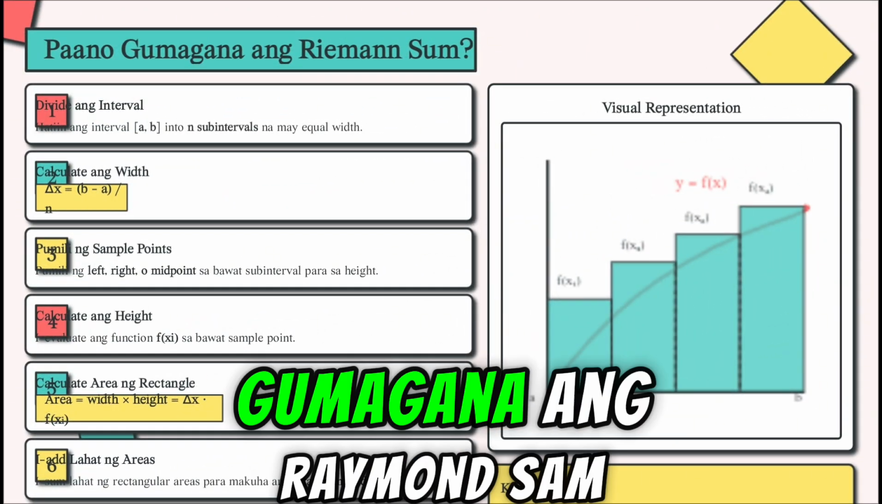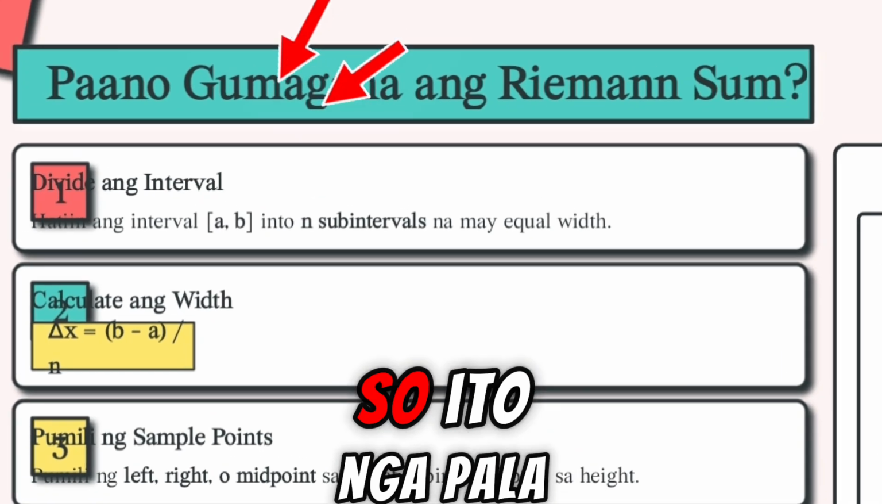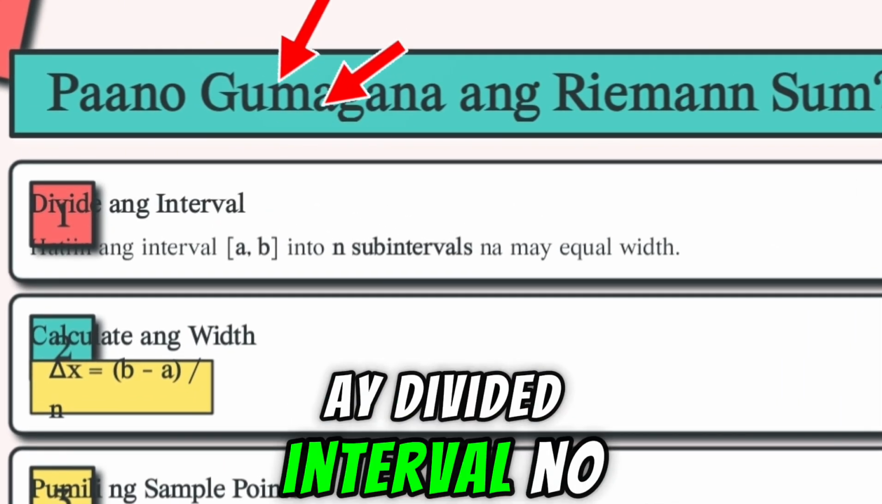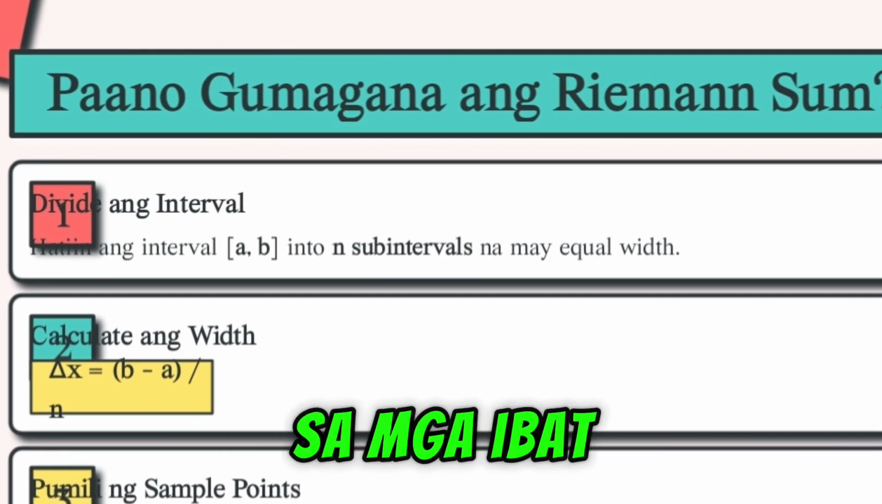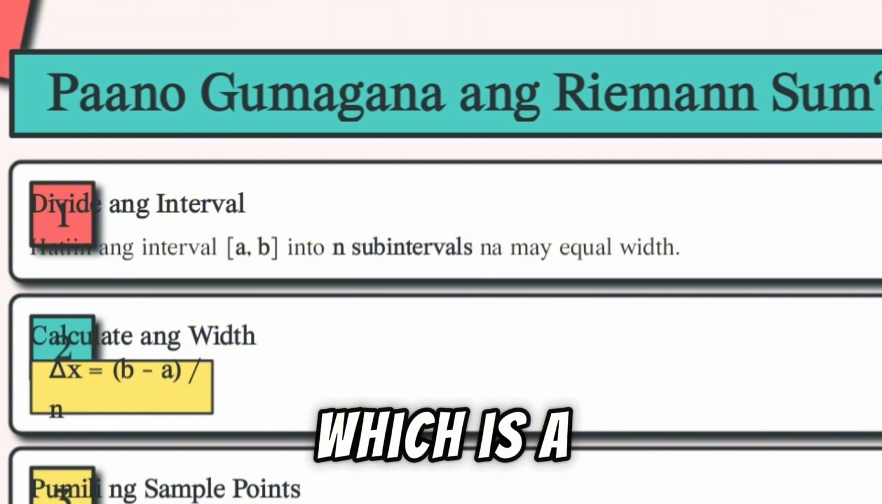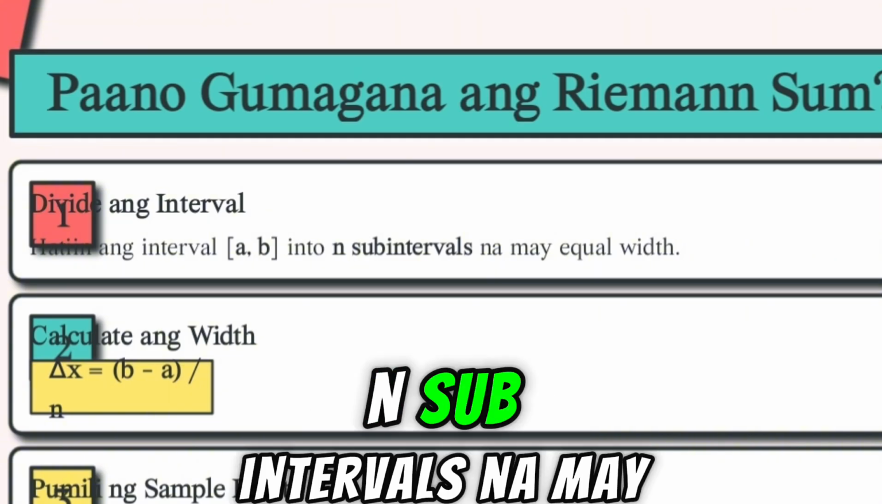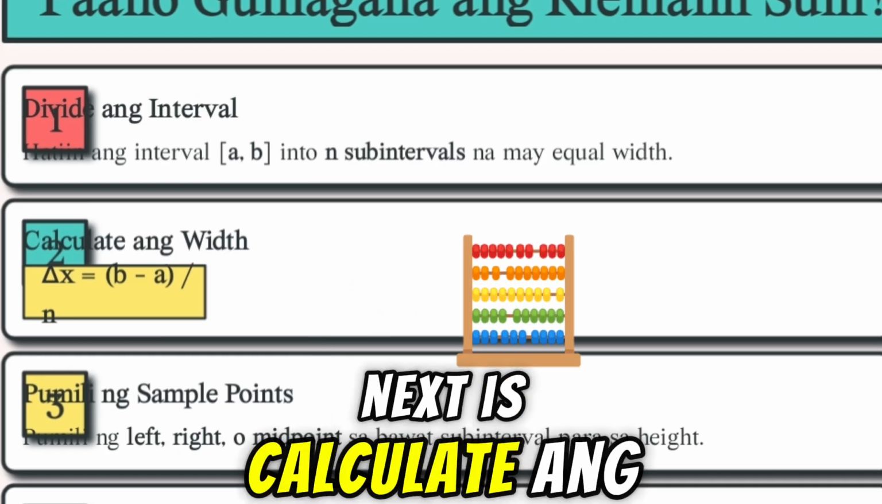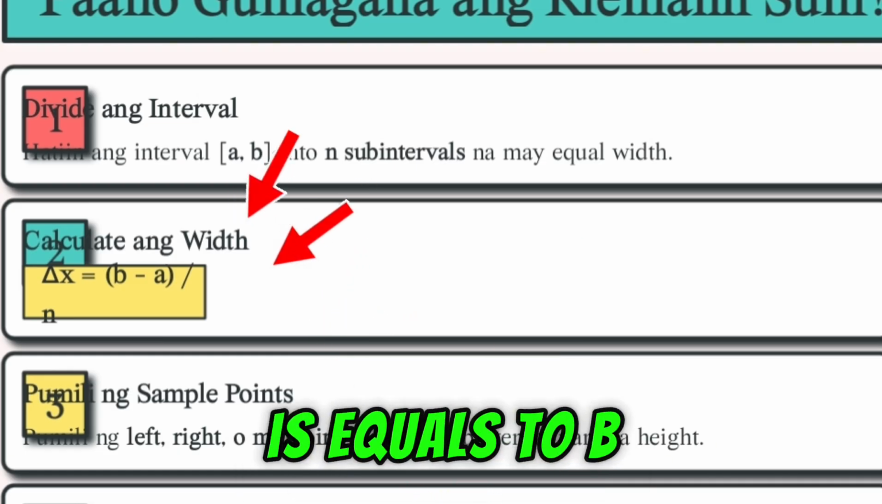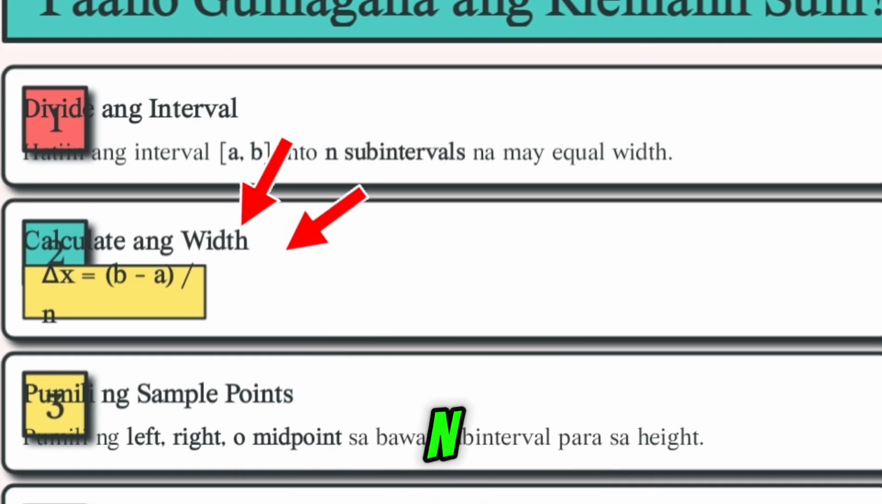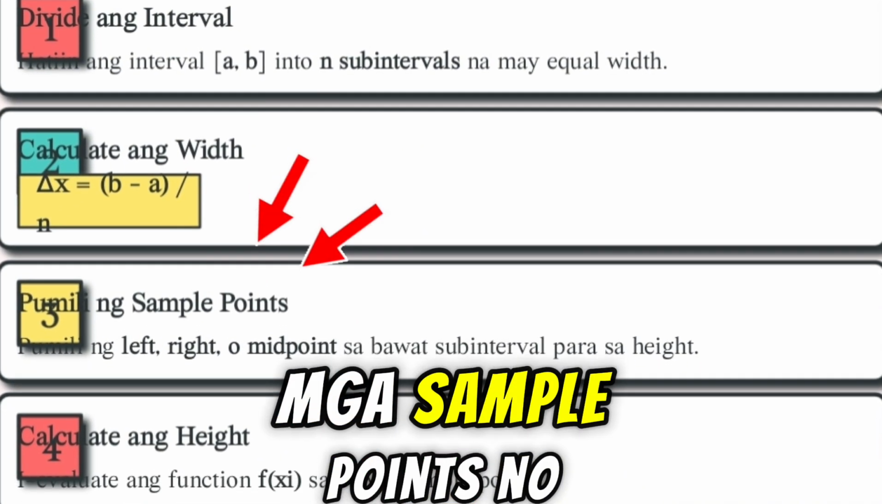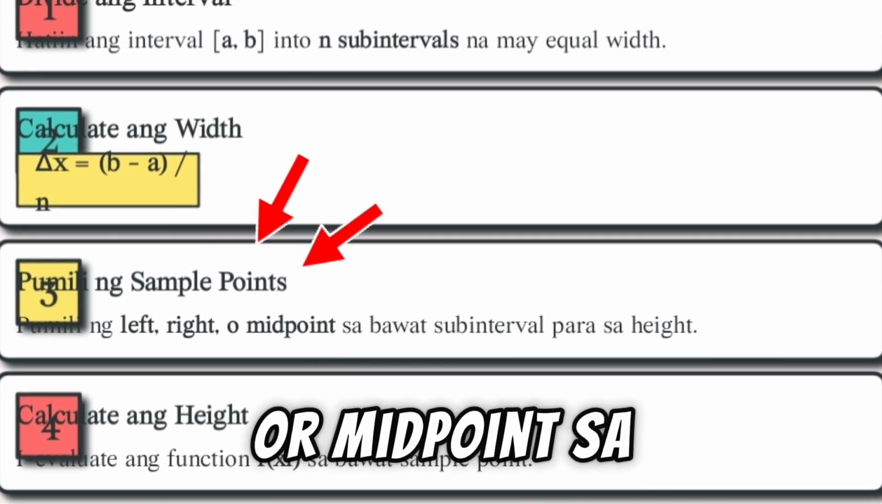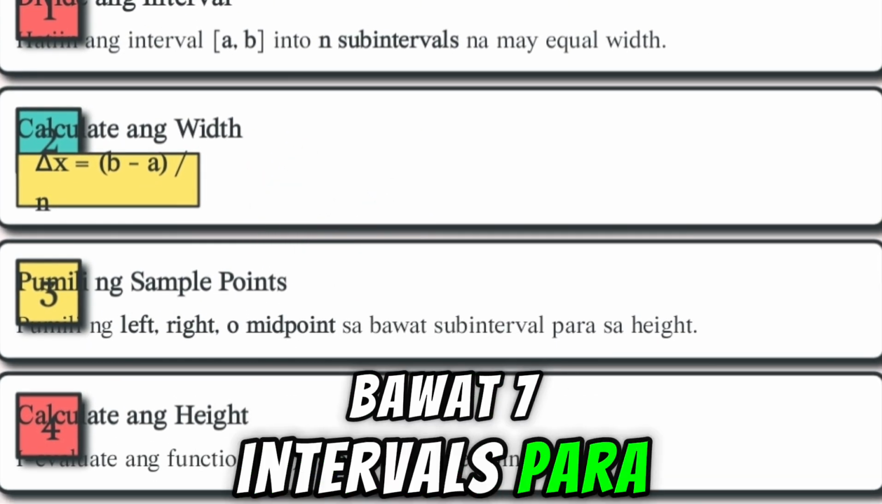So, paano nga ba gumagana ang Riemann sum? So, ito nga pala ay divided interval. So, nakahati sila sa mga iba't ibang interval, which is a and b into n sub-intervals na may equal width. Next is calculate ang width. So, delta x is equal to b minus a over n. Next is pagpili ng mga sample points, whether left, right, or midpoint sa bawat sub-intervals para sa height.